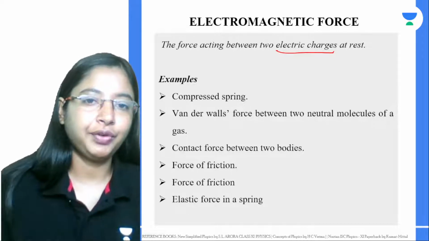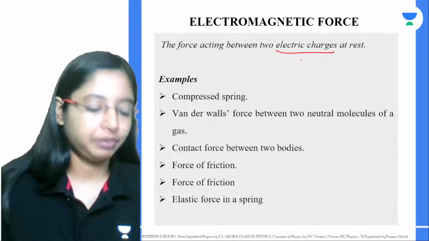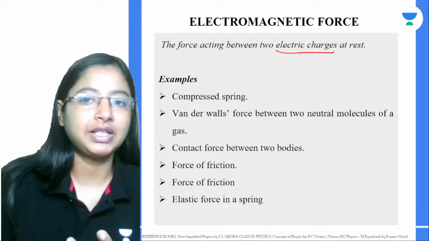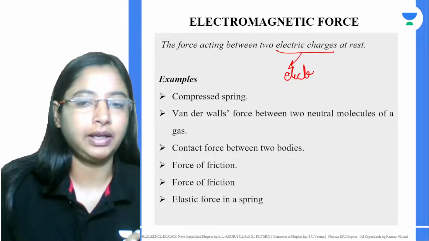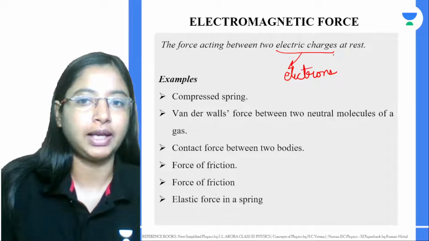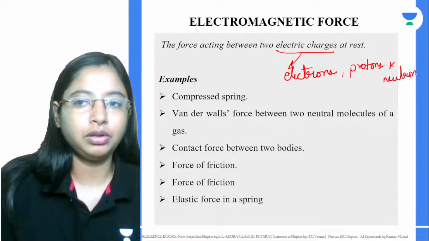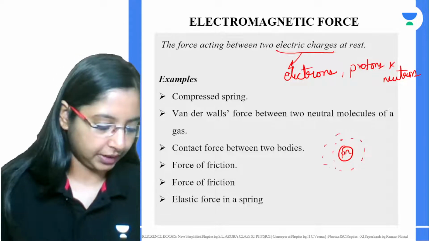If you have two charges, what do you mean by electric charges? Electric charges are nothing but elementary particles. The electric charges that we know are basically electrons. There are many electrical charges, but what we need to know, for now at least, are electrons, protons, and neutrons. This is what makes up your atom. Protons and neutrons form the nucleus of the atom, and electrons revolve around it.